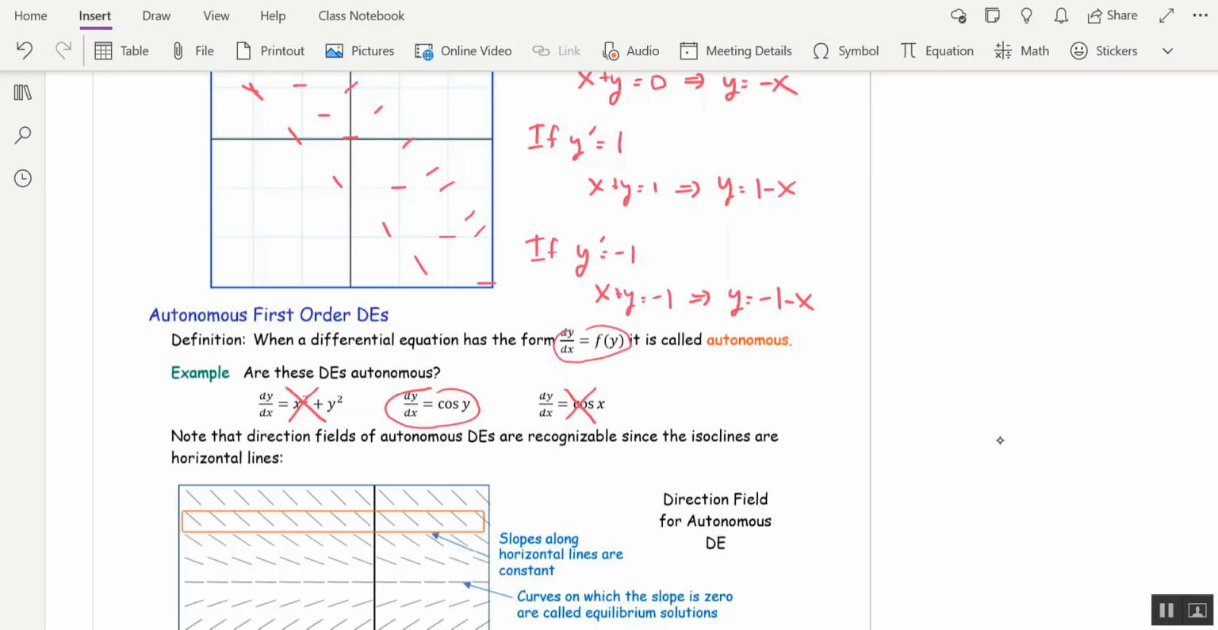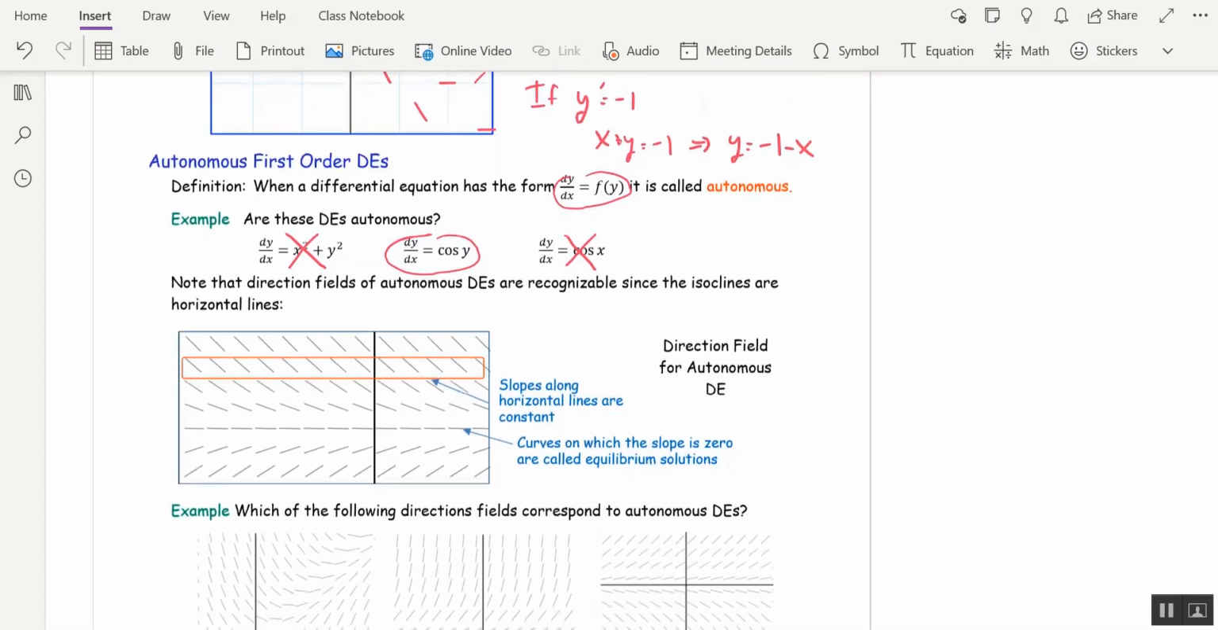How can you identify an autonomous direction field by looking at it? Well, the answer is the isoclines will be horizontal lines because the slopes only depend on y. That means for every x, you have a given y, for every x, the slope will be the same. So this is the direction field of an autonomous differential equation.